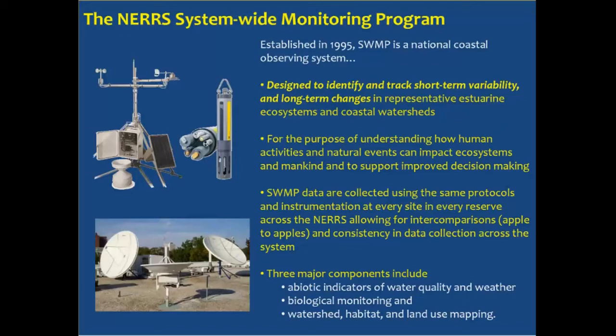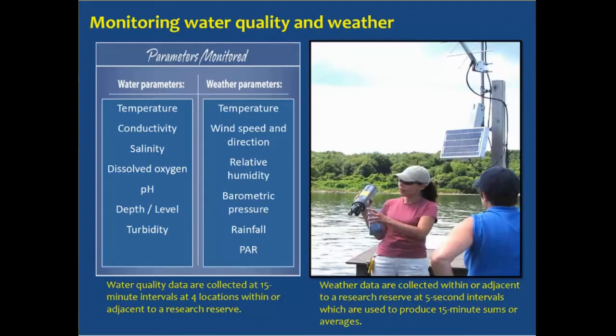Within SWMP, we developed a very consistent protocol for the collection of our data. So every single reserve collects the same data in the same manner, using the same protocols, using the same equipment, etc. And this allows for both intra-estuarine comparisons as well as inter-estuary comparison around the country. And SWMP focuses on monitoring water quality and weather. So at each of the reserves, you can see the water quality parameters that are collected as well as the weather. And so each reserve has a minimum of 4 water quality stations and 1 weather station.